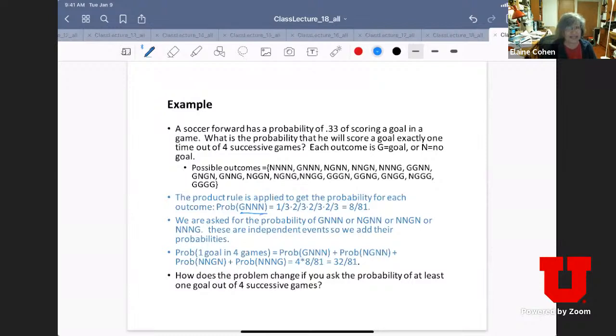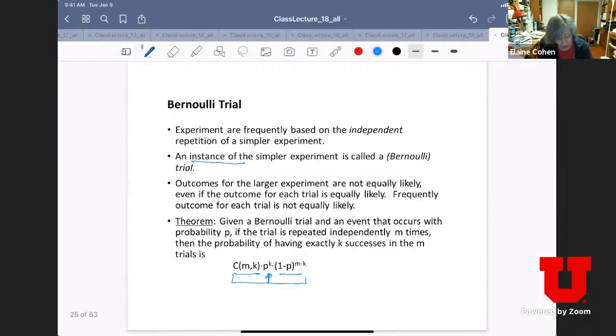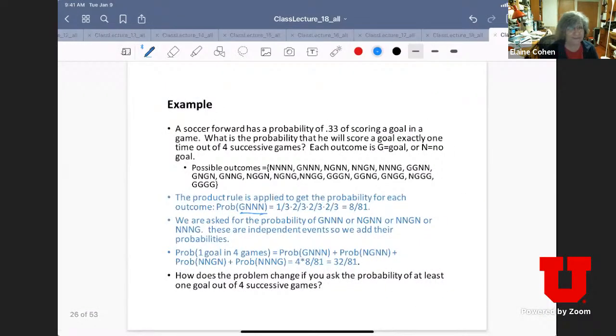Okay, notice that that's just an application of the Bernoulli theorem, where P is 1/3, K is 1, M is 4. So we're looking at 4 choose 1 times 1/3 times 2/3 cubed. And that's indeed the answer we get. How does the problem change if you ask the probability of at least 1 goal out of 4 successive games? At least 1 goal.